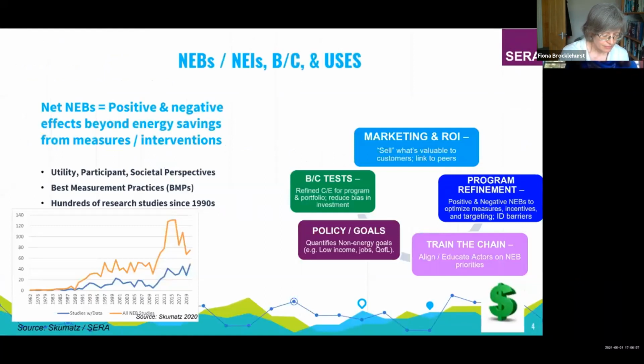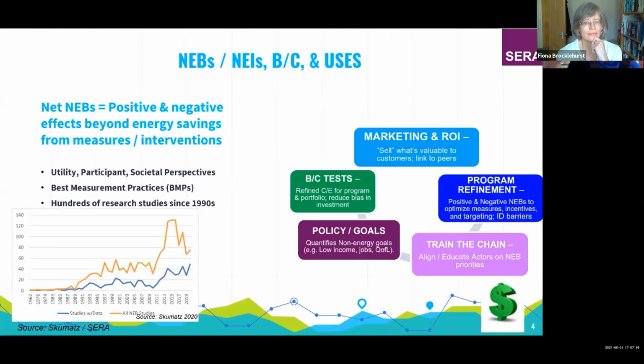Non-energy benefits, also called non-energy impacts, also called co-benefits, also called multiple benefits, are all the same thing. I'm going to use NEBs because NEBs is easy to say. Net NEBs are the positive and negative effects beyond energy savings that are received from the installation of measures and interventions from energy efficiency programs.